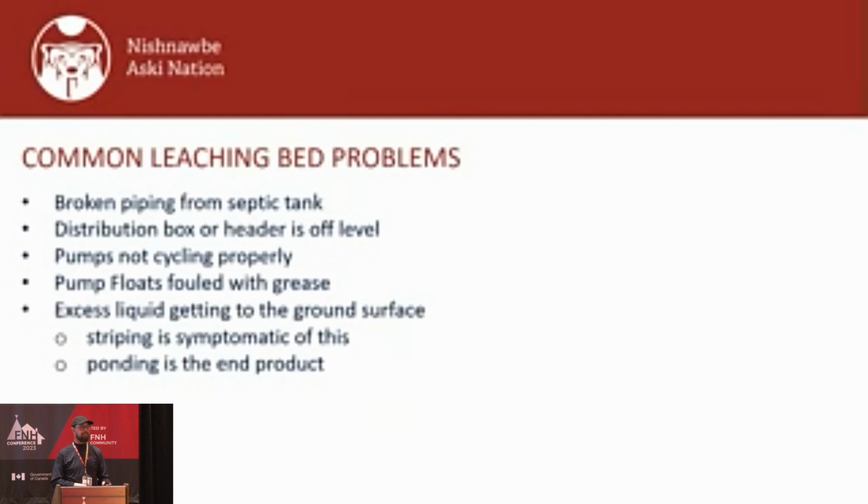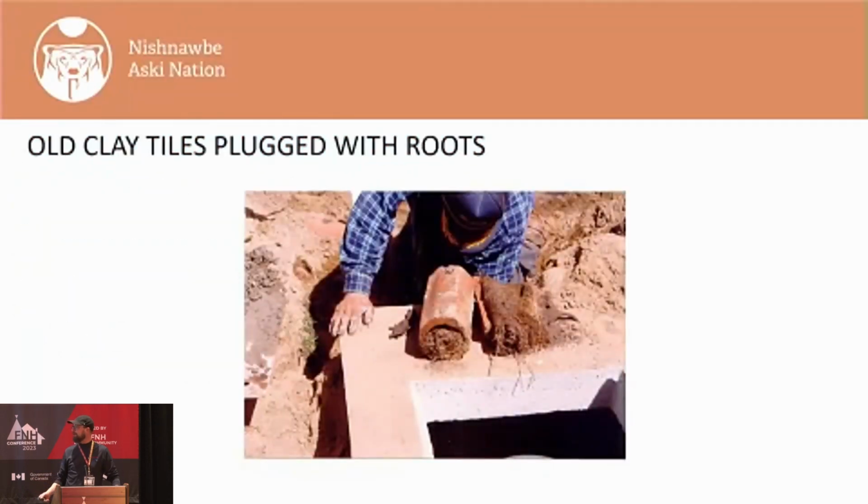So that's when you start seeing ponding on the grass. So when you start seeing big black pools in yards. Striping is what we call symptomatic of that. When you drive by a lawn and you see, oh, the 4 runs of the septic system are right there. That's because that water from the septic tank isn't going down, it's going up to the surface. And ponding is the end product.